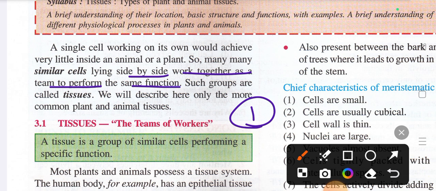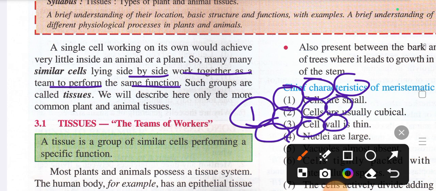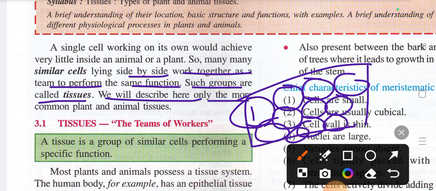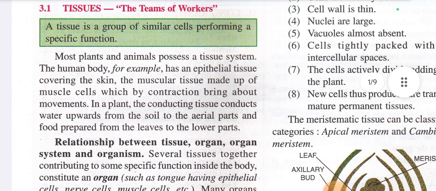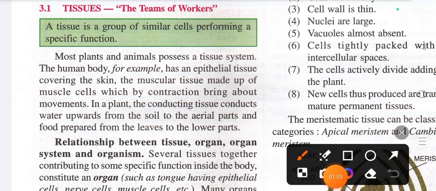Let's say this is one purple cell, this is one cell, lying aside to each other. So they form a group of cells. We call it a tissue. What is tissue? Tissue is nothing but a group of cells. We will describe here only the more common plant and animal tissue. So tissues are the teams of workers. A tissue is a group of similar cells performing a specific function.